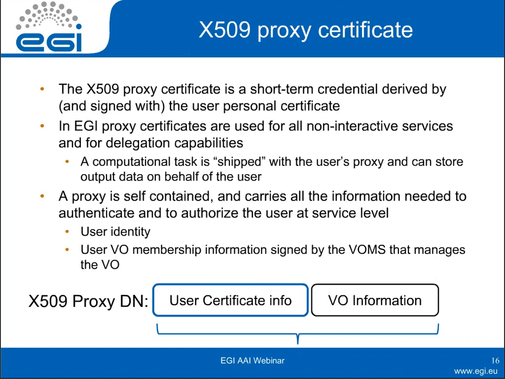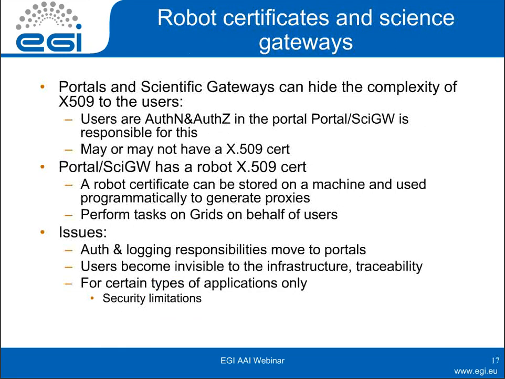What is important in the proxy is that it is self-contained. Let me use this term. It carries all the information that service providers need to authenticate and authorize the user at service level. Basically, the certificate carries the same user certificate information, name, surname, email, institution, etc., plus the VO information, which is signed by the VOMS server and, as I told you before, VOMS servers are configured in every EGI service. Okay, this is how it works in principle. So, the user has the certificate, produces proxies signed with VOMS, shipped to the services, and they get access.